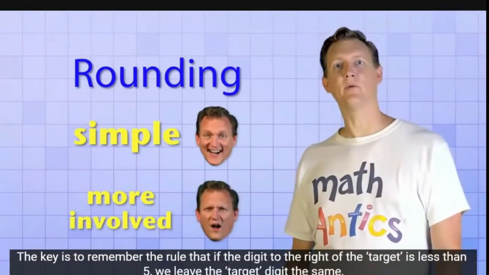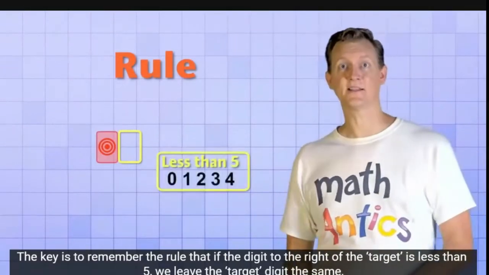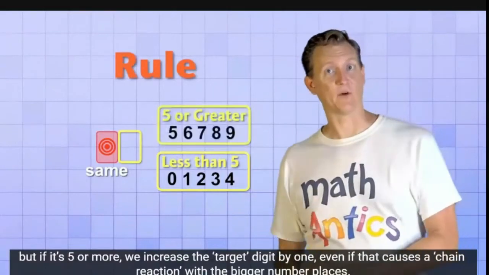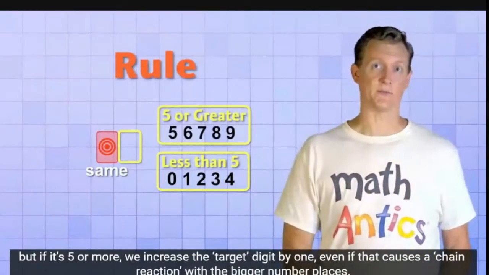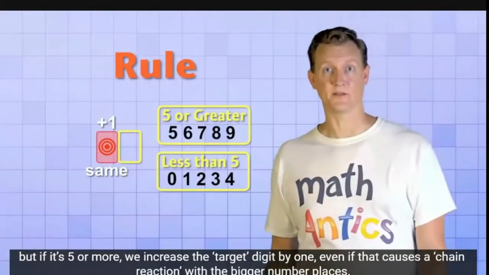The key is to remember the rule that if the digit to the right of the target is less than 5, we leave the target digit the same. But if it's 5 or more, we increase the target digit by 1, even if that causes a chain reaction with the bigger number places.